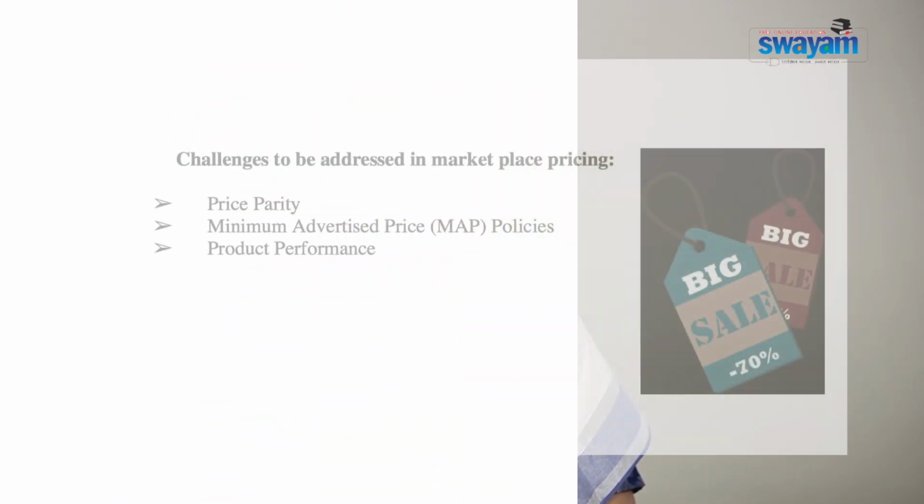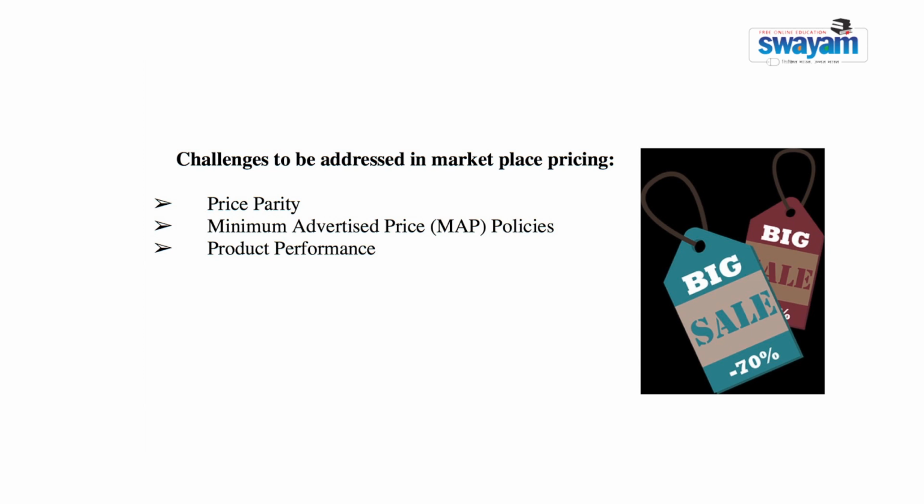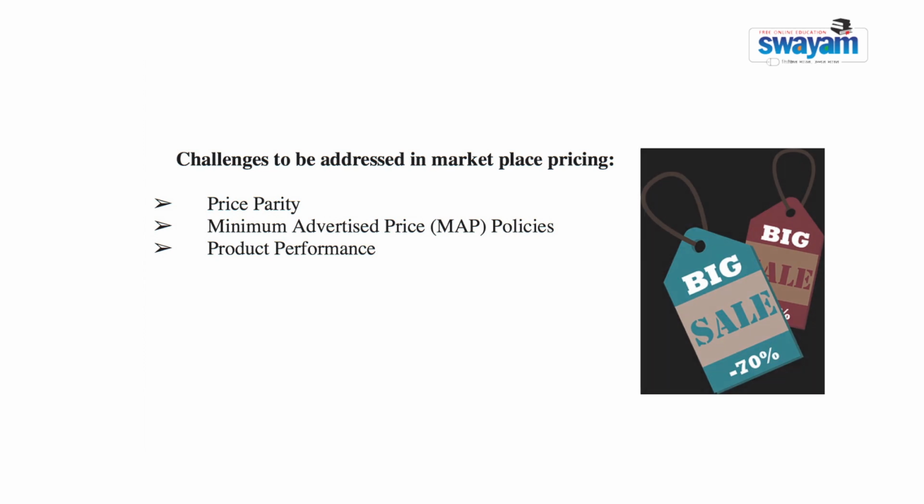Pricing on marketplaces involves complex equations with numerous variables, including stock in hand, the brand image and the price of the competitors. There are three big issues to be addressed in marketplace pricing. Issue 1, price parity. 2, MAP policies. 3, product performance. By price parity, we mean the total price offered for a product, including the item price, shipping and discounts, must be at or below the lowest price offered on any other online sales channels.